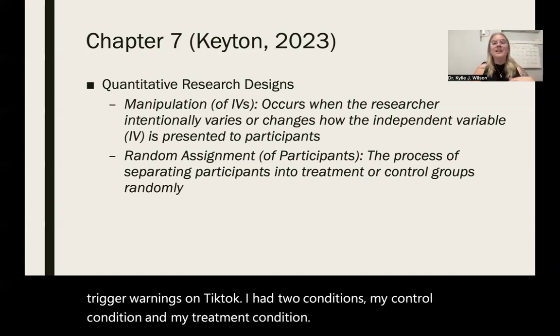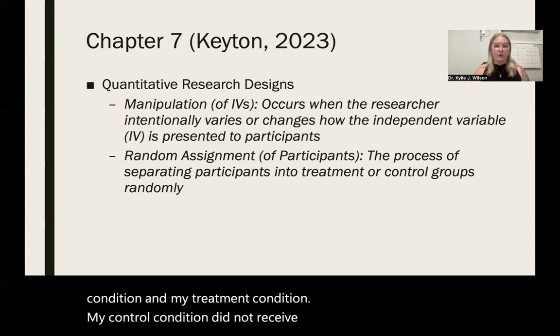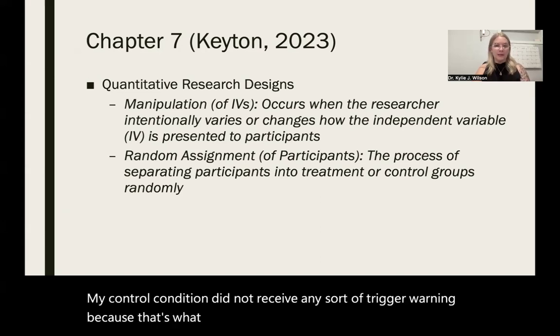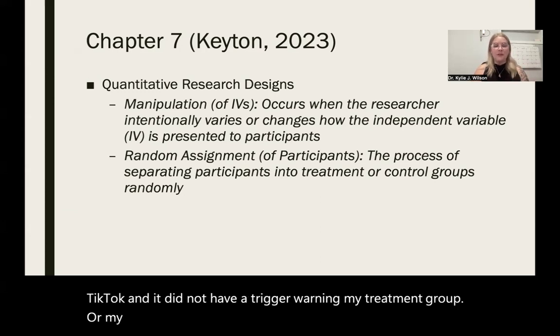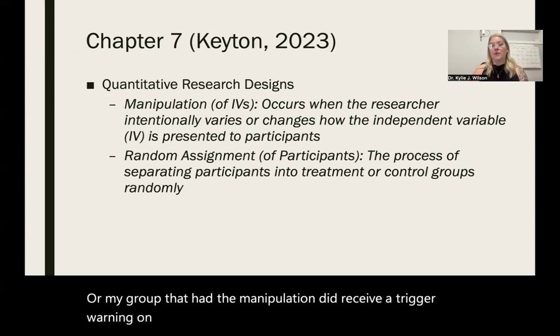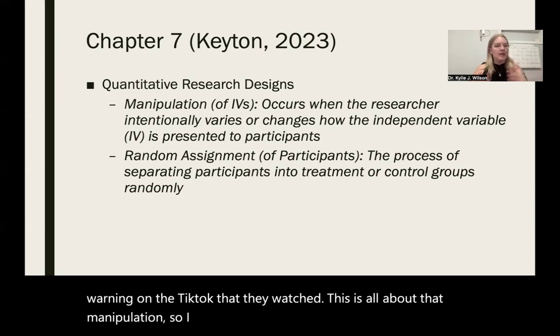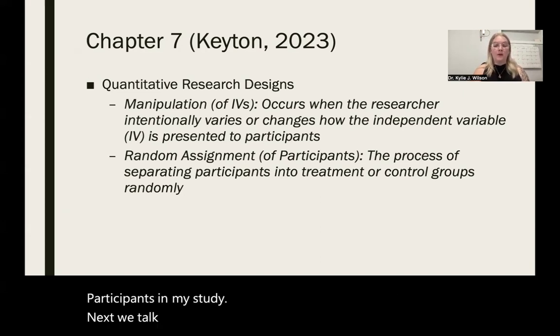My control condition did not receive any sort of trigger warning because that's what I wanted to manipulate. So they watched a TikTok and it did not have a trigger warning. My treatment group, or my group that had the manipulation, did receive a trigger warning on the TikTok that they watched. This is all about that manipulation, so I can see how that's going to impact participants in my study.